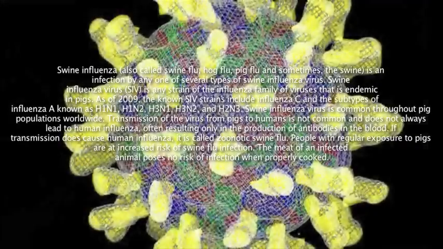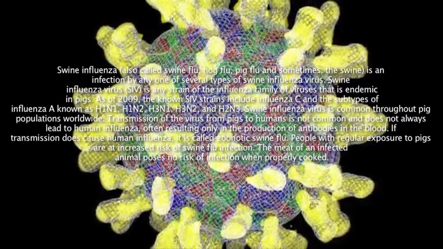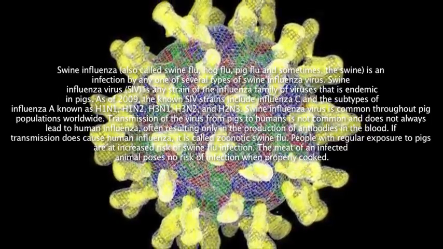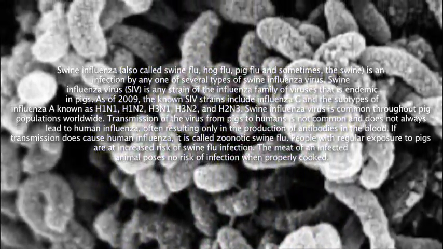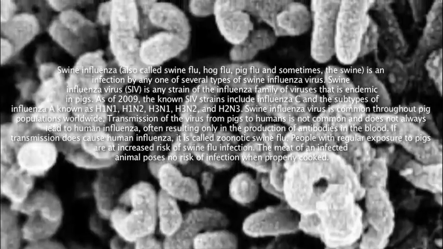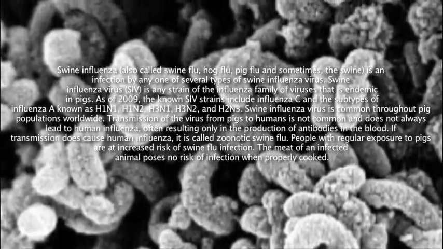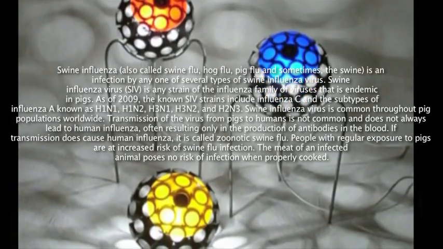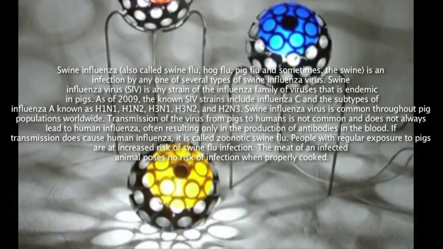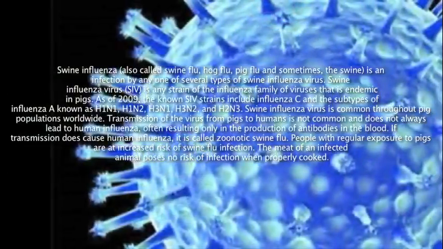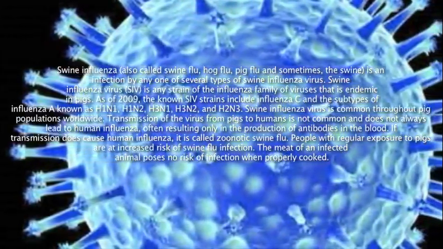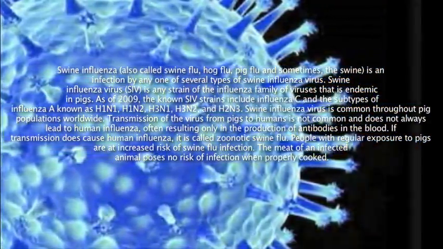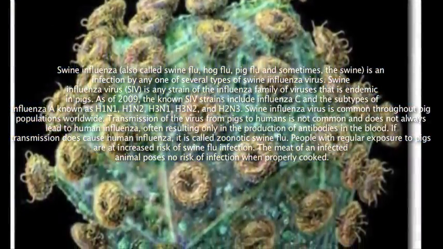So what is the swine influenza? The swine flu, also known as hog flu, pig flu, and sometimes the swine, is an infection by any one of several types of swine influenza virus. The swine influenza virus, otherwise known as SIV, is any strain of the influenza family of viruses that is endemic in pigs. As of 2009, the swine SIV strains include influenza C and the subtypes of influenza A known as H1N1, H1N2, H3N1, H3N2, and H2N3.